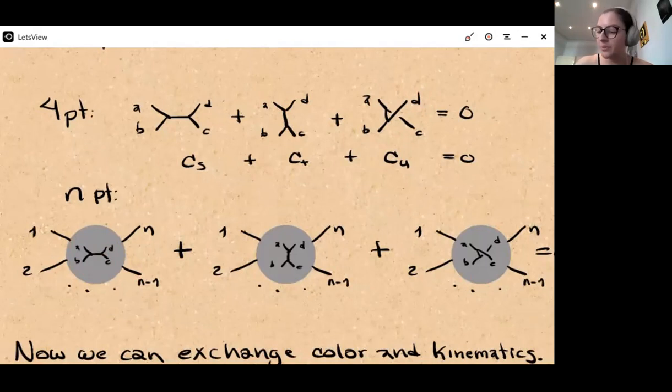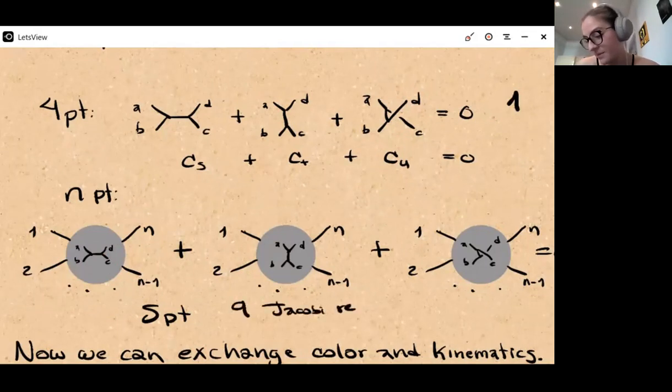For example, at 4 points, you only have 1. And if you go to 5 points, all the different 4-point sub-amplitudes that you can find in your graph are going to give you a new Jacobi relationship. So for 5 points, you have 9 Jacobi relationships. And of course, this grows more and more.